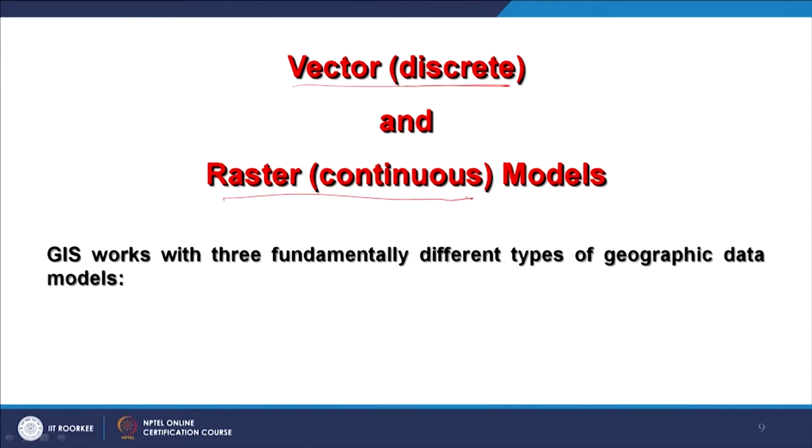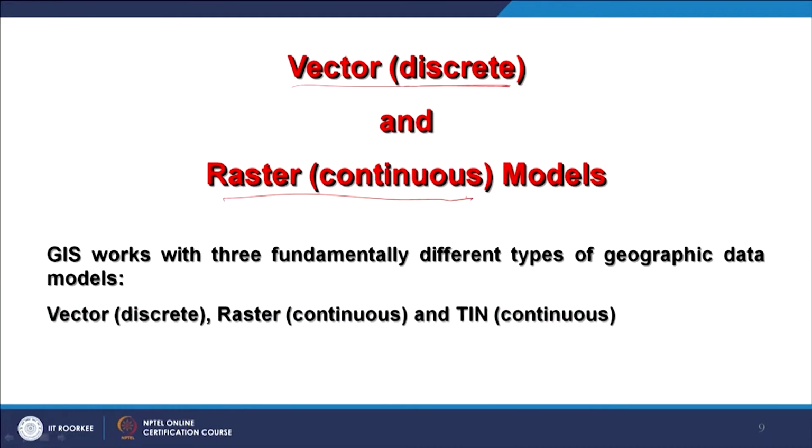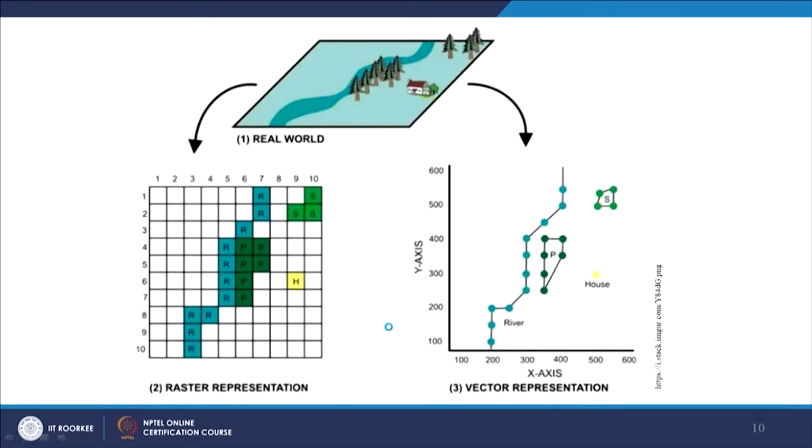And good GIS software is capable of handling vector, raster and TIN, and of course non-spatial data as well. So there is no issue about the data, but GIS handles all these three data sets completely differently. But currently we are going to discuss vector versus raster. And now TIN is also considered continuous, like raster, but conceptually it is different.